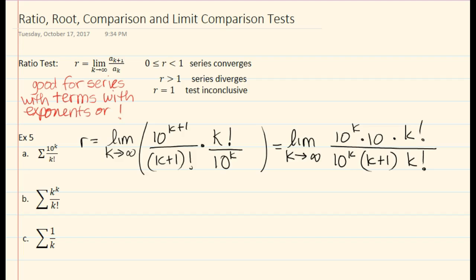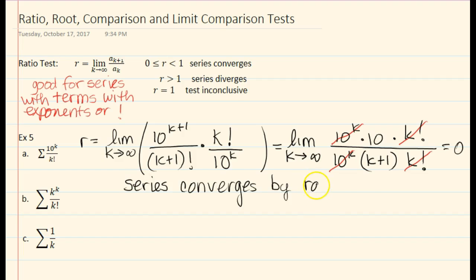Now let's try to take our limit. Before we do that, we're going to notice that the 10 to the k crosses out and the k factorials cross out. Now we're just finding our limit, and we're going to find that this limit goes to 0. From there, we can notice that this series actually converges by the ratio test. Now let's do example B.